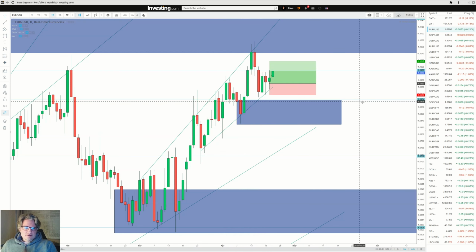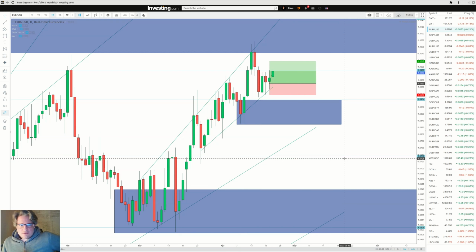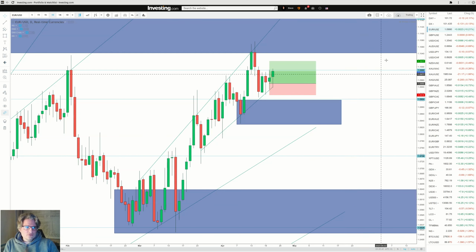And supply and demands are some special zones where there are many large orders waiting to be filled. So these can be either buy orders if it's a demand zone, or sell orders if it's a supply zone. So let's quickly go through some examples of how I draw these zones.